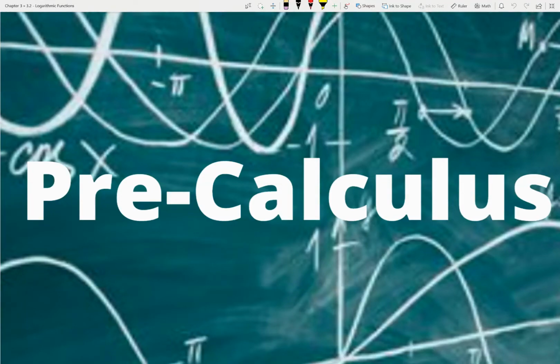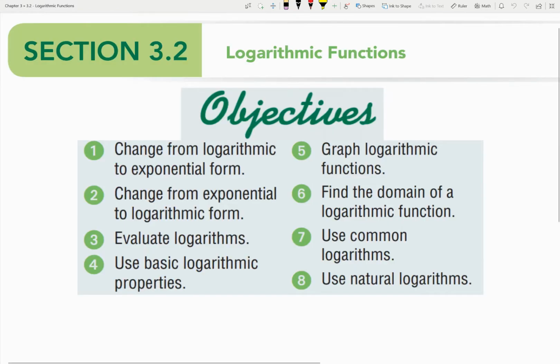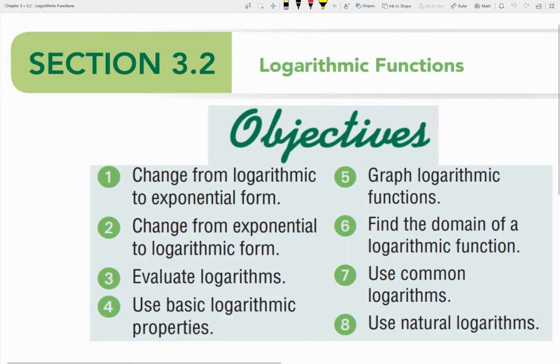Welcome to Online Precalculus. This is section 3.2, Logarithmic Functions. Our objectives for this section are to change from logarithmic function to exponential form and from exponential form back to logarithmic form. Then to evaluate logarithms, use basic logarithmic properties, graph some logarithmic functions, talk a little bit about domain, and then talk about the two most common types of logarithms, the base 10 common logarithms and the natural logarithms.